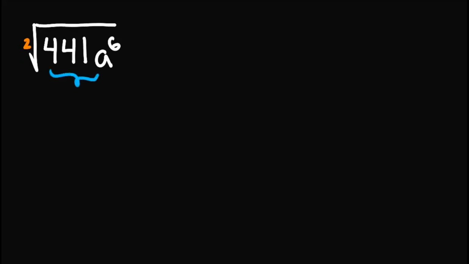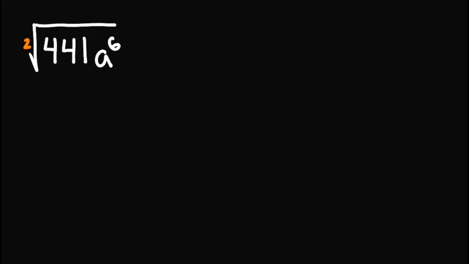Let's have the square root of 441 a raised to 6. Now, as a hint on how to start with this, since this one has no index, we know that its index is actually 2. So our goal here is to convert the expression, this radicand out here, into perfect squares.